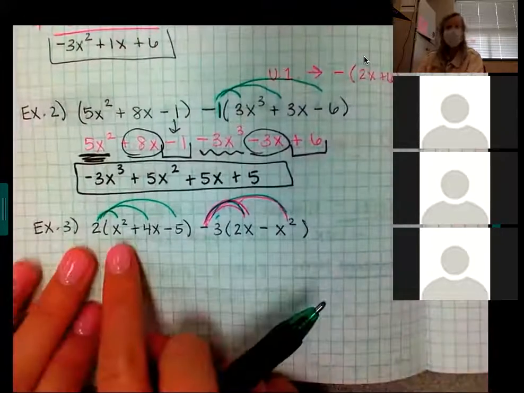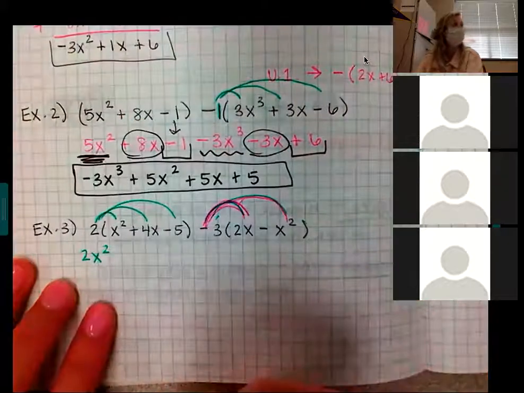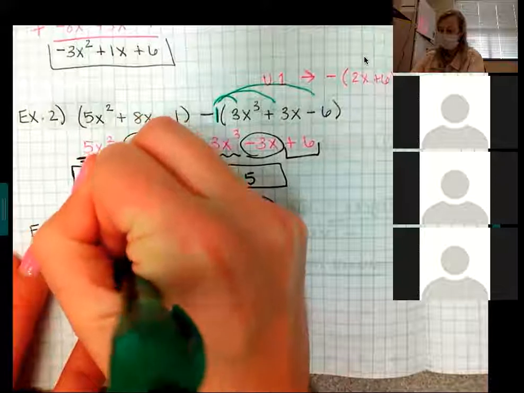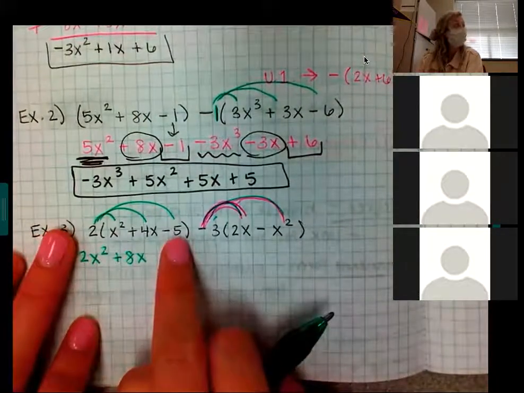So what is 2 times x squared? 2x squared. What is 2 times 4x? Plus 8x. Remember, you're multiplying. What's 2 times negative 5?